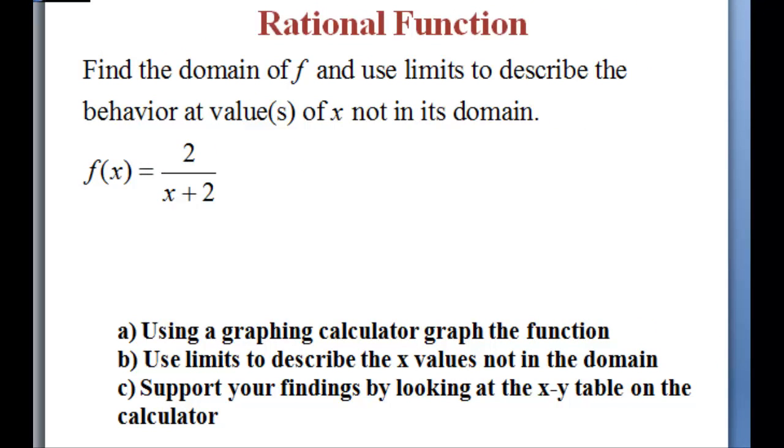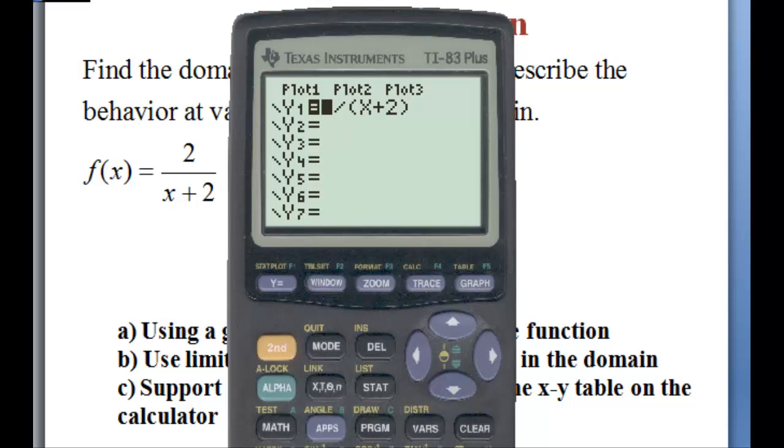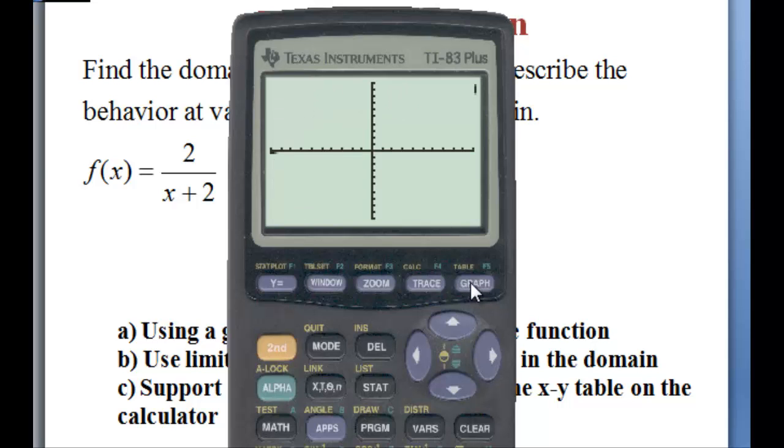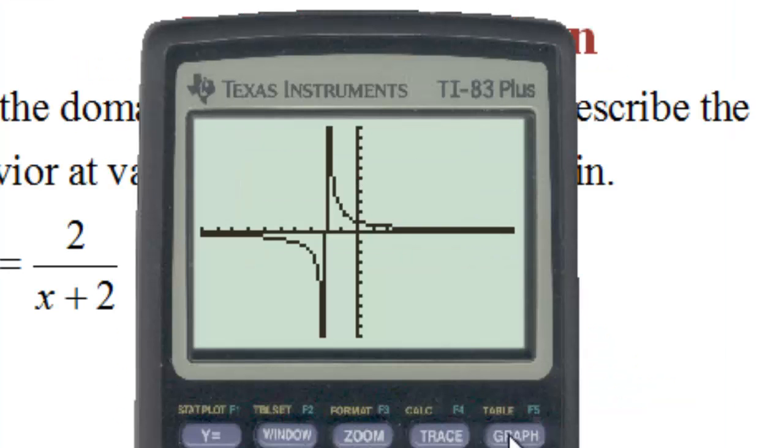Take out your graphing calculators and put that in. Remember, anytime you put in a rational function, if you have something more than a monomial, if you have a polynomial in either the numerator or the denominator, you must put it in parentheses. Otherwise, the graphing calculator doesn't recognize it. So we have 2 divided by x plus 2, and we graph it, and there's our graph.